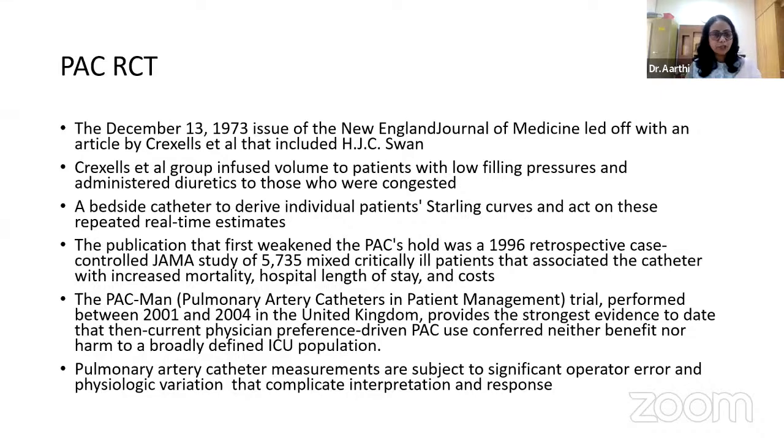The publication that first weakened the PAC was in 1996, where a JAMA study of 5,735 critically ill patients reported increased mortality, increased length of stay and increased cost with respect to PACs. And finally, the myth was broken with the PAC-Man trial, the pulmonary artery catheters in patient management trial, conducted between 2001 and 2004, which provides the strongest evidence, stating that PACs neither benefit nor harm patients in broadly defined ICU populations. Pulmonary artery catheter measurements are subject to significant operator errors and physiological variations that complicate interpretation and response.